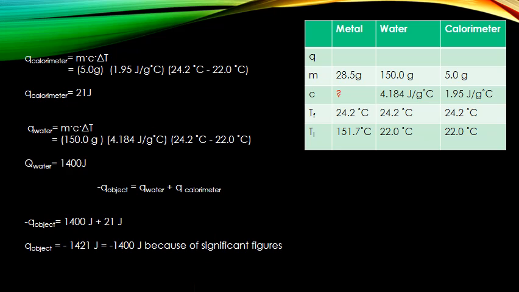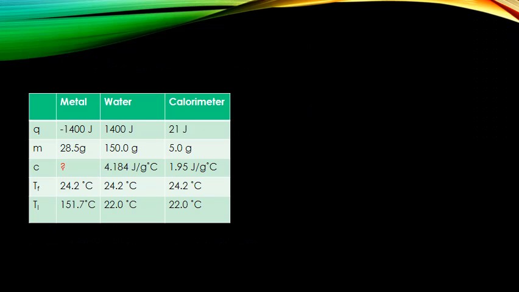Okay, so now you'll notice on my chart here, I went ahead and put the number of joules under the calorimeter, the number of joules that was gained by the water, and then here's the number of joules that the metal lost. And now that I've got that information, I've only got one unknown, and I can solve for my unknown.